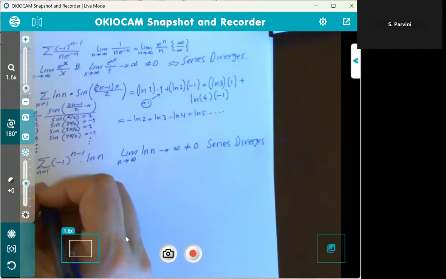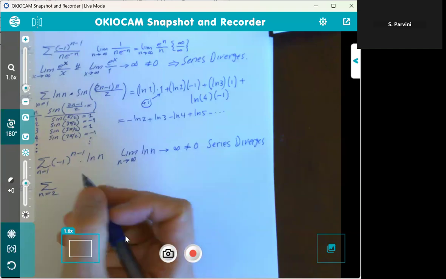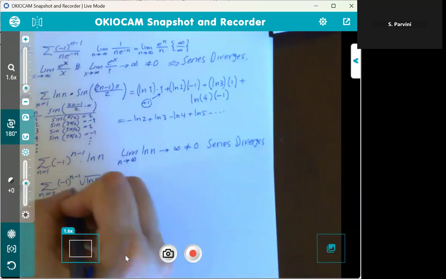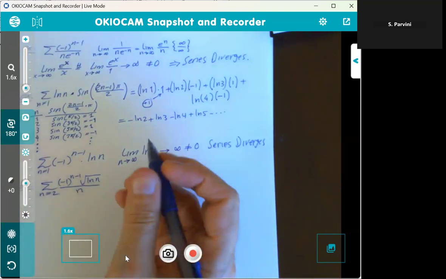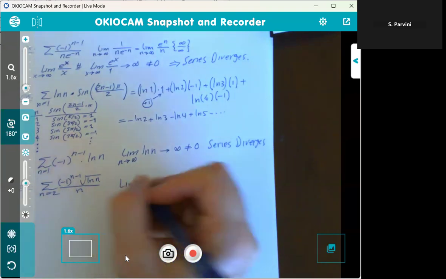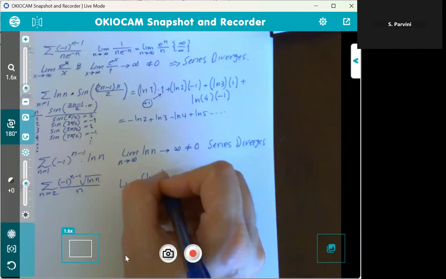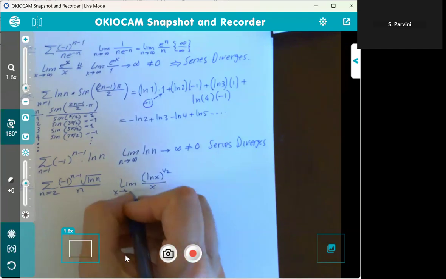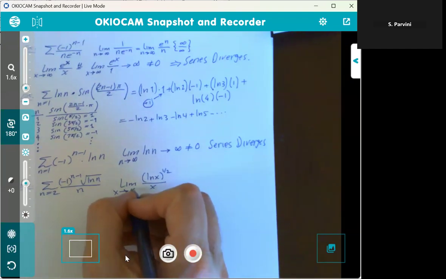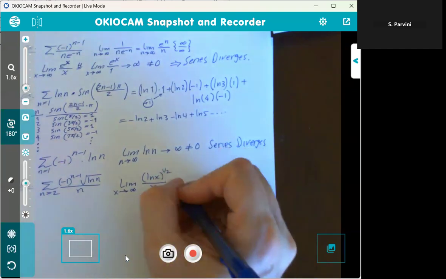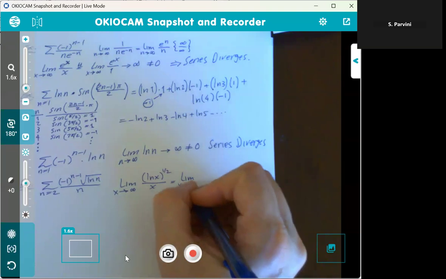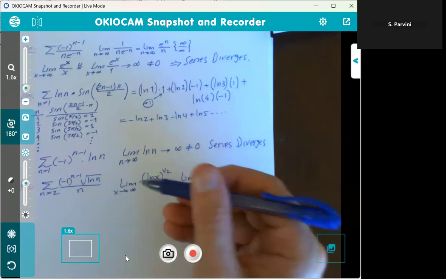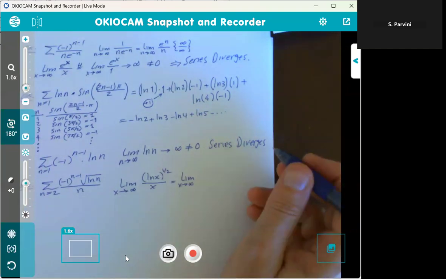Now, let's take a look at this next example. I have the sum from n equals 2 of negative 1 to the n minus 1 times the square root of the natural log of n, over n. Okay, so the limit first. That's the easier of the 2. I like to do the limit myself personally, because if it's 0, I don't have to spend so much time on showing increasing, decreasing. That takes longer. Okay, now for this one, I can rewrite it. The limit as x goes to infinity. Actually, let's do L'Hopital on this one.